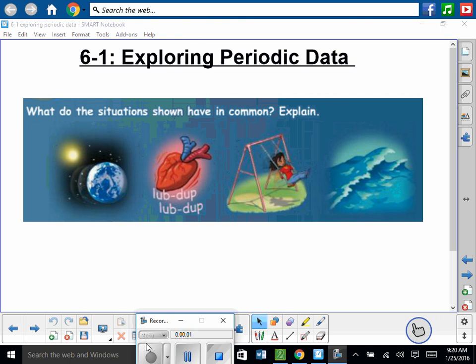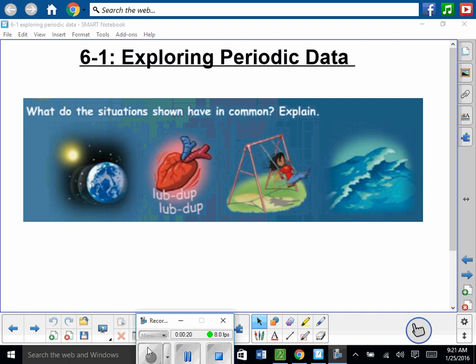What we're doing is 6-1. We're getting into our trigonometry. So what I want you to do in your groups is decide what the situations shown below have in common. Go. What do the situations below have in common? Talk to your group. Go.